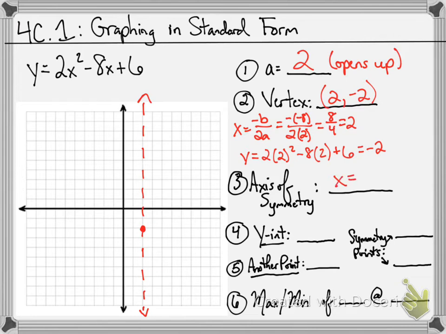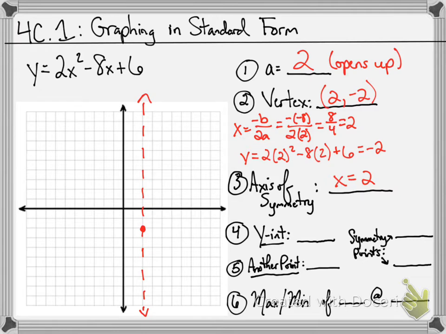For every vertical line, it's always an x equals line. Well, what does x equal? It ran through 2. It's always x equals the x-coordinate of the vertex, and that's our equation for the axis of symmetry.